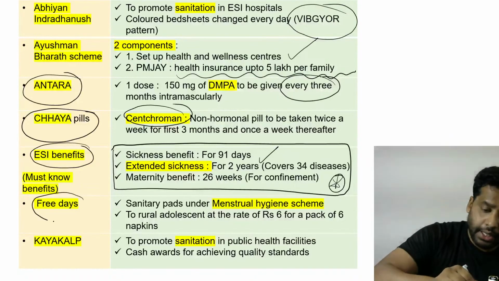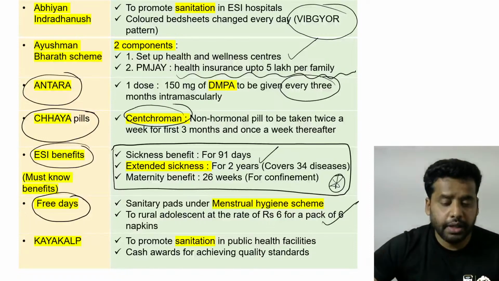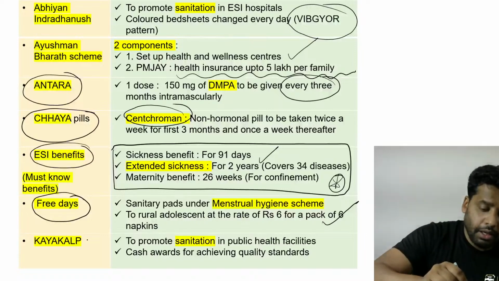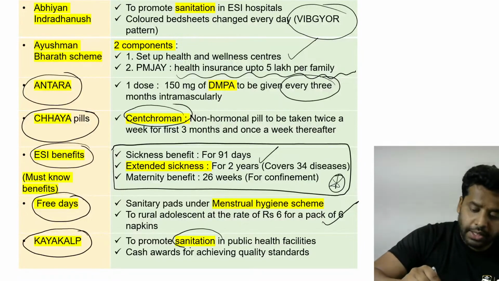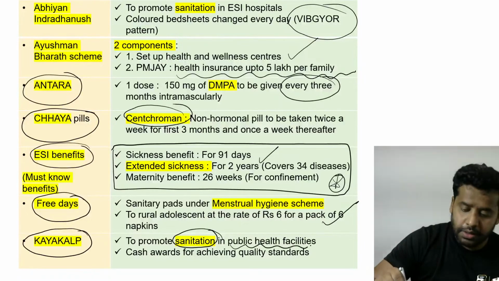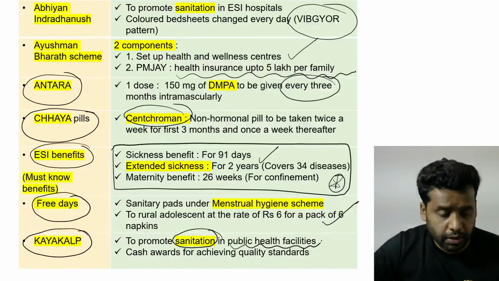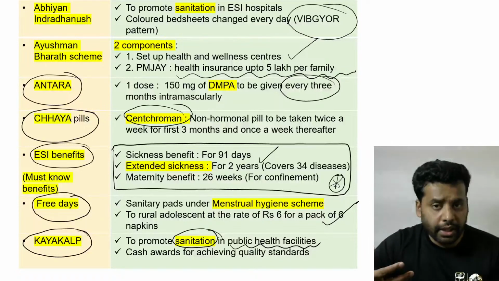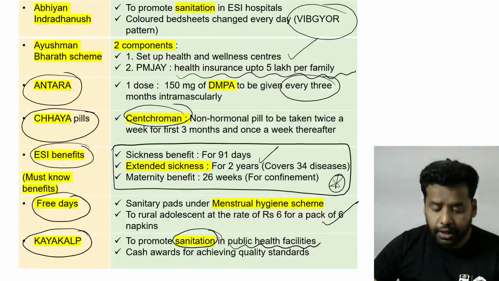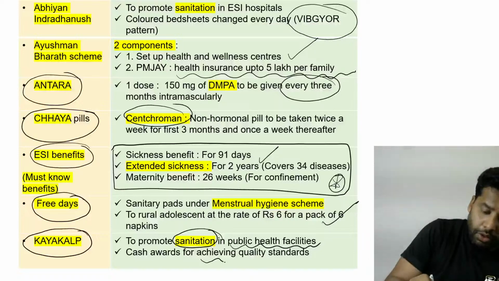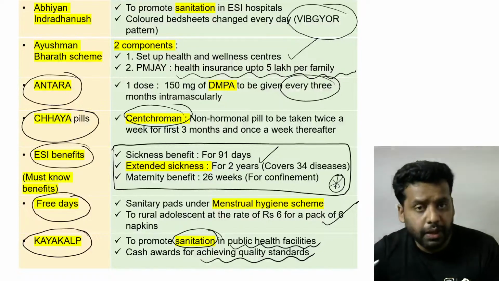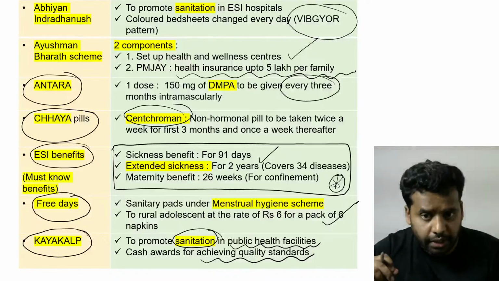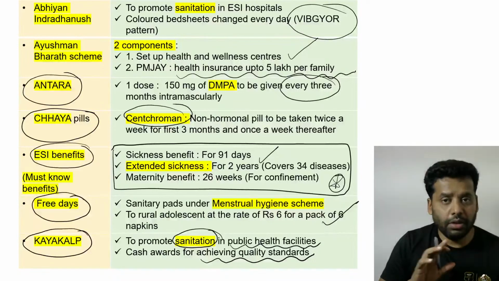3 days are sanitary pads under menstrual hygiene scheme. This is to promote menstrual hygiene. Kayakalp scheme is promoting sanitation in government hospitals, not in private hospitals. Kayakalp is one initiative where they'll maintain hygienic conditions. Quality checking is there. This scheme is applicable for government hospitals only. Public health facilities means government hospitals, to promote sanitation in government hospitals, not in private hospitals.